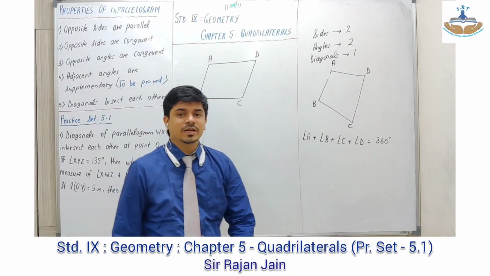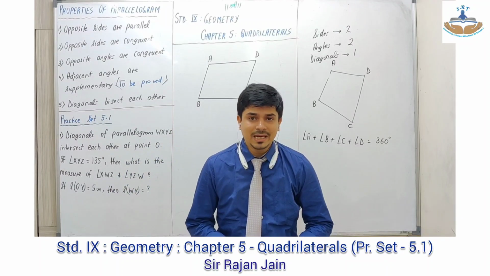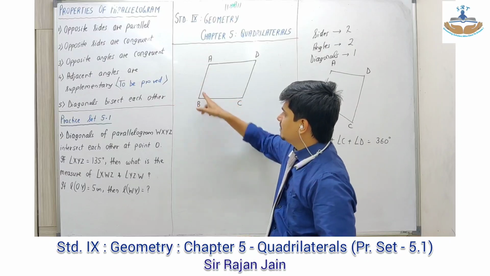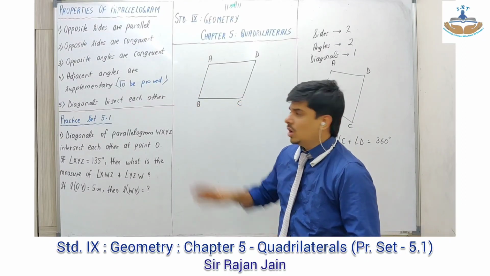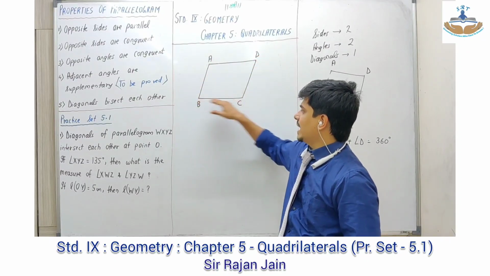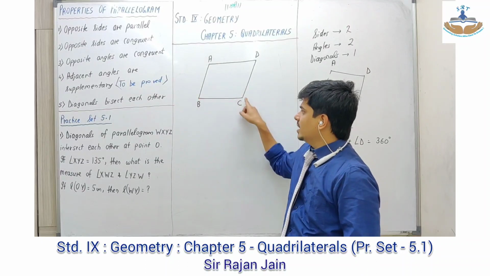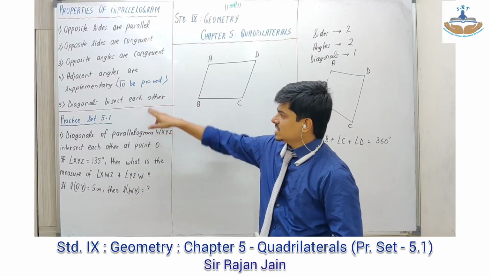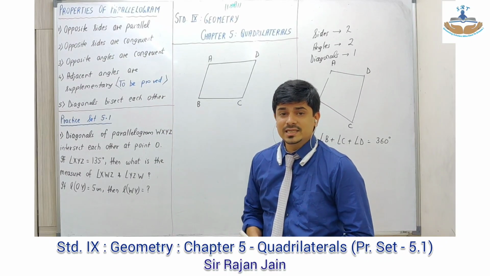You have studied in chapter number 2 that if your lines are parallel, interior angles are supplementary. That is how you get angle A plus angle B equal to 180. Or if I consider these two parallel lines and this as the transversal, angle B plus angle C will be equal to 180 degree. Okay, then one last property is that diagonals bisect each other.